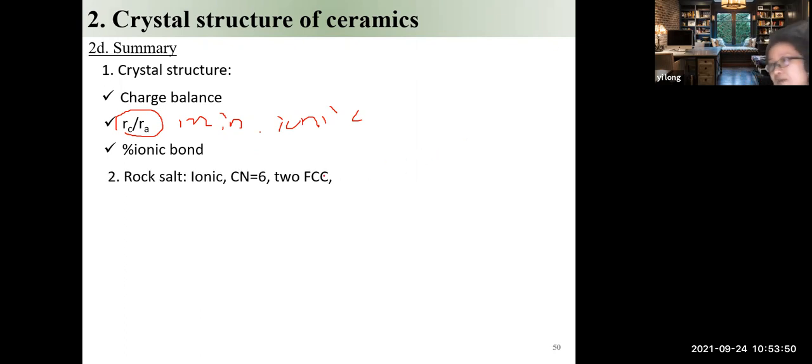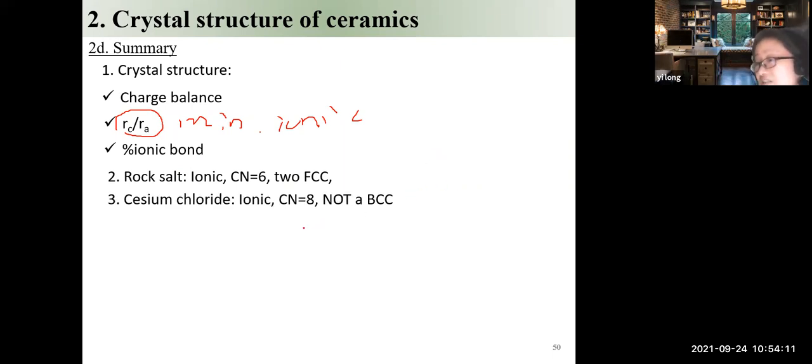And also we have learned rock salt structures. So rock salt, very ionic, right? And also we know the RC over RA is 0.5 something. So if you check the tables, coordination number is going to be 6. So it's a rock salt structure, which will be coordination number 6, very ionic, and it's 2 FCC interpenetrating with each other.